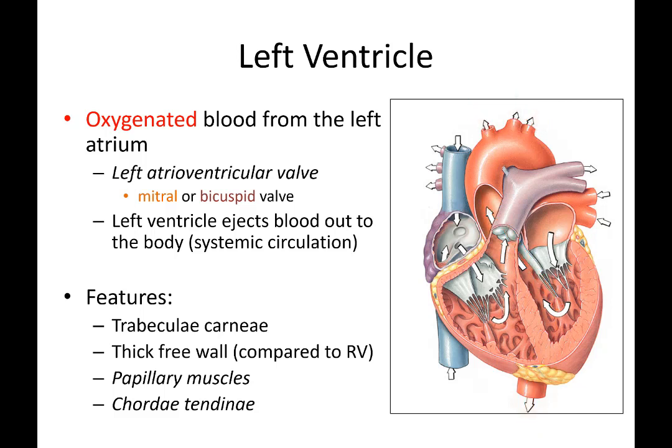Inside the left ventricle, notice this basket weave pattern. That is called trabeculae carneae. It is also inside the right ventricle. We mentioned earlier that inside the atria, the pattern of musculature is called musculi pectinati. Inside the ventricles, that pattern is called trabeculae carneae.